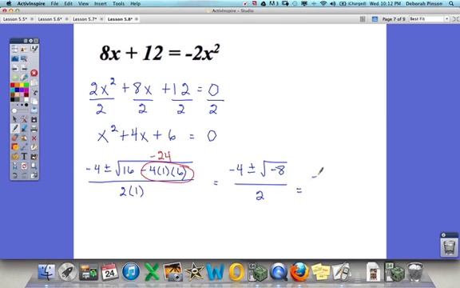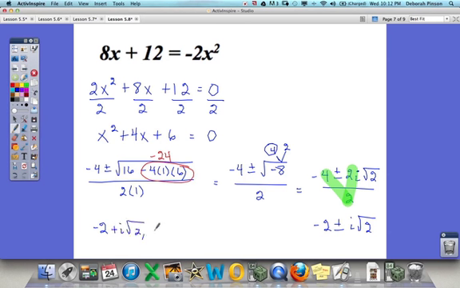Alright, so I've got a little bit of simplifying I need to do here. So 8 is 4 times 2. I can take the square root of the 4 and get 2 root 2. Take care of the negative with an i. Now remember, this 2 right here belongs to both of those terms. So I have negative 2 plus or minus, the 2's cancel, i root 2. So here are my two answers. Negative 2 plus i root 2 and negative 2 minus i root 2.